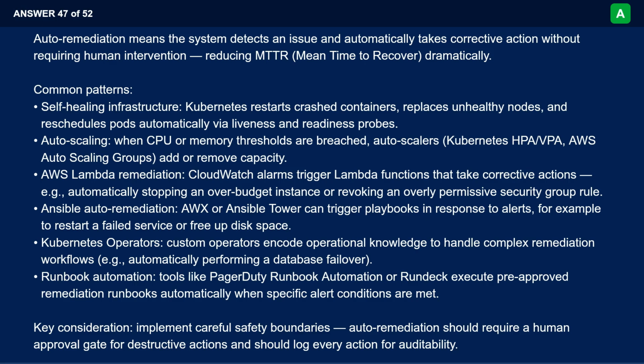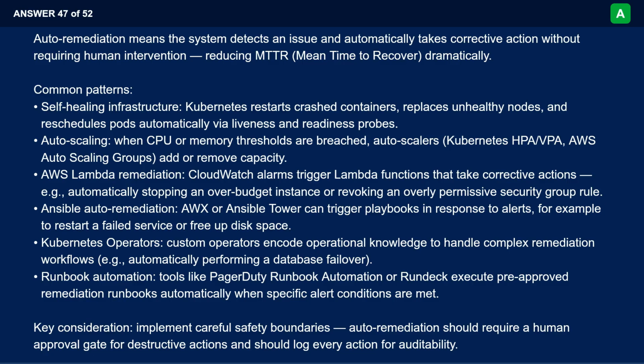Kubernetes restarts crashed containers, replaces unhealthy nodes, and reschedules pods automatically via liveness and readiness probes. Auto-scaling: when CPU or memory thresholds are breached, autoscalers, Kubernetes HPA/VPA and AWS auto-scaling groups, add or remove capacity.